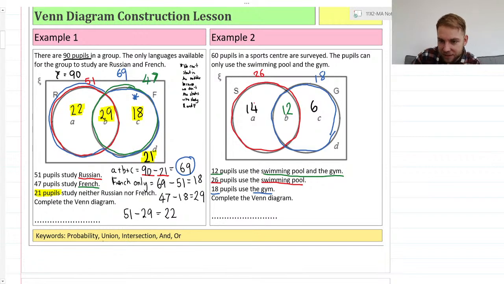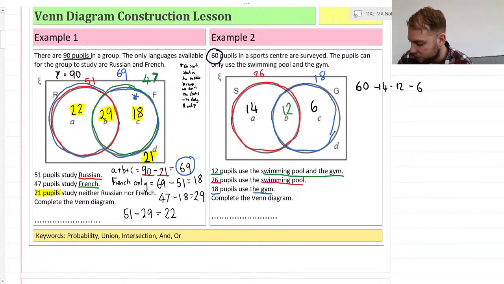Then to work out the outside part, you need to do the total, which in this case is 60, minus the three parts in the middle. So 60 minus 14 minus 12 minus 6. Let's do that now. Outside is going to be equal to 28. So this part here is 28.